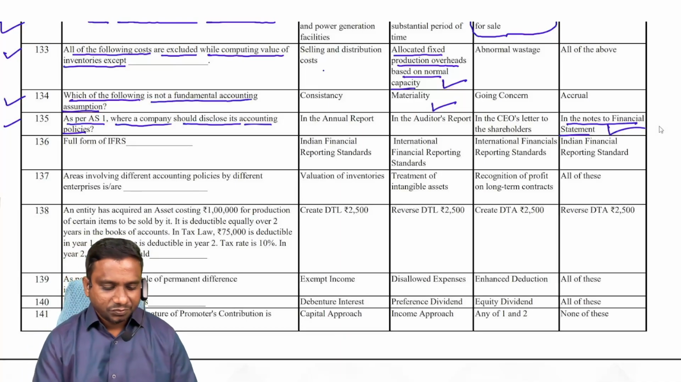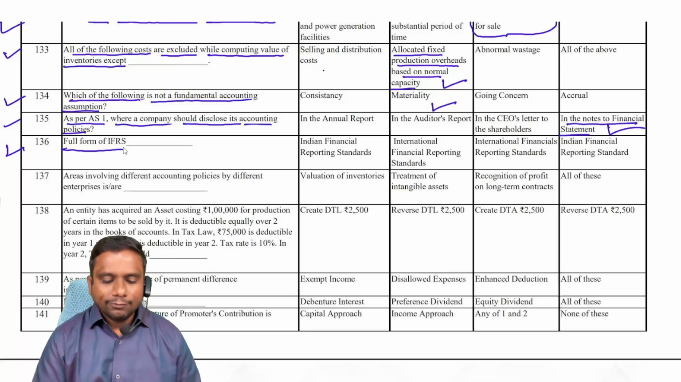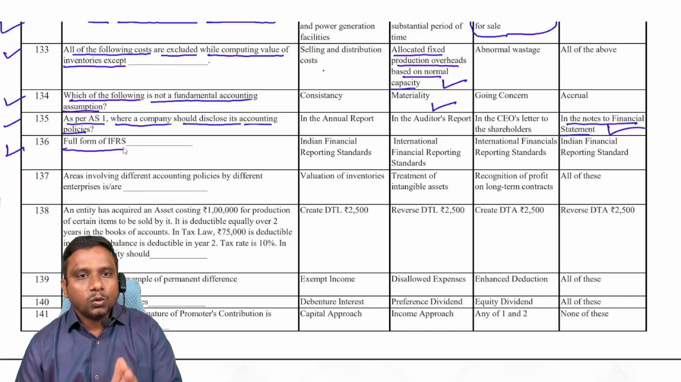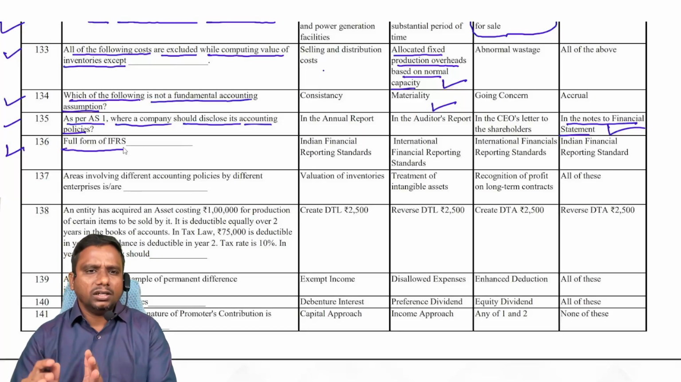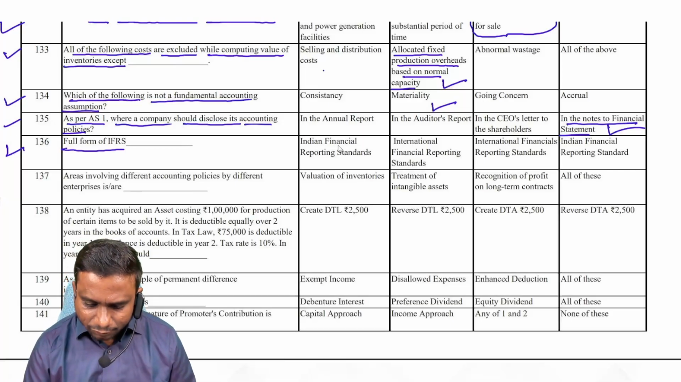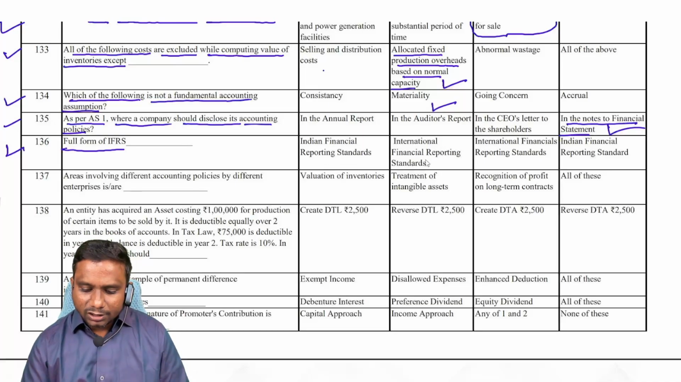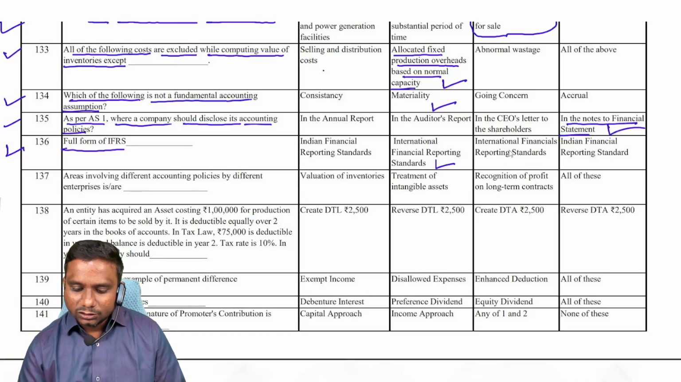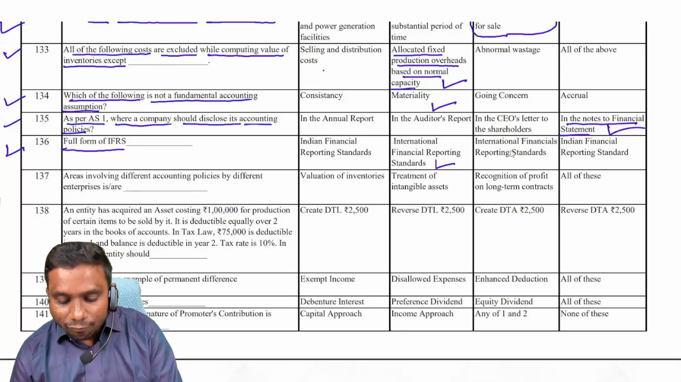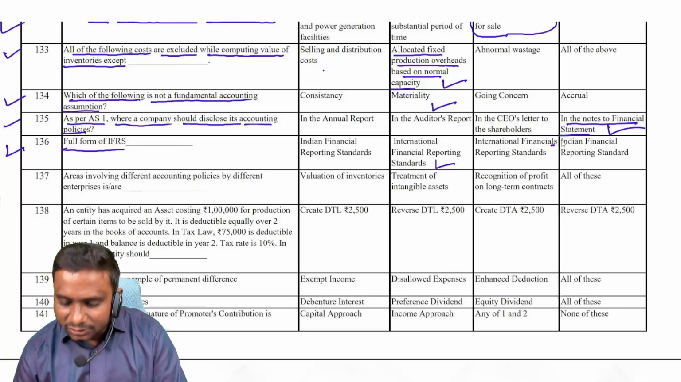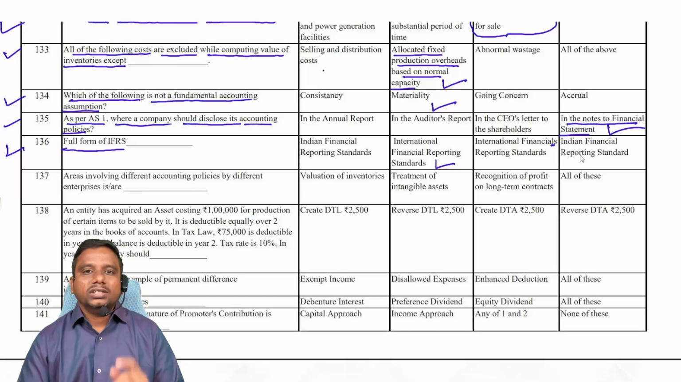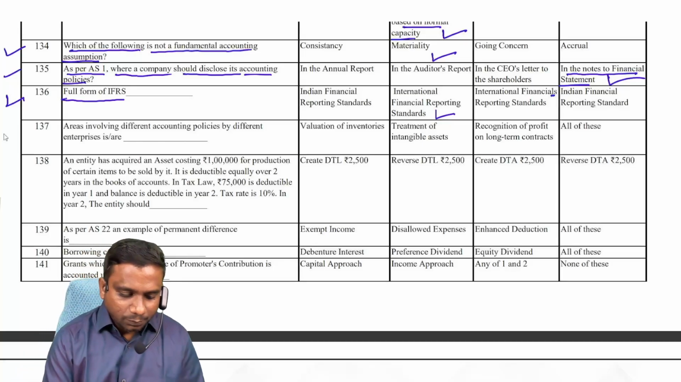Disclosure of accounting policy. 136. Full form of IFRS. So be careful. International Financial Reporting Standards, but they give you very similar options. So choose one option. Indian Financial Reporting Standards, no. International Financial Reporting Standards, yes. This is correct. Look at the second one, Indian Financial Reporting Standard, no. International Financial Reporting Standards, yes.